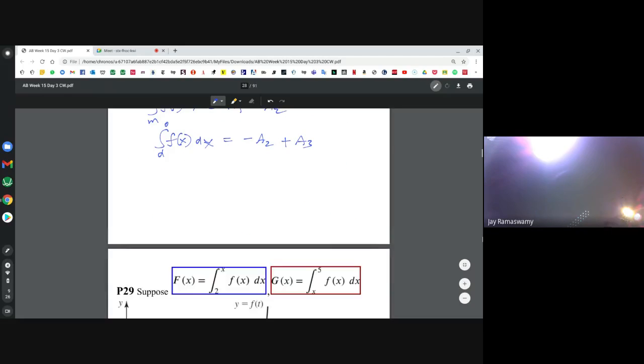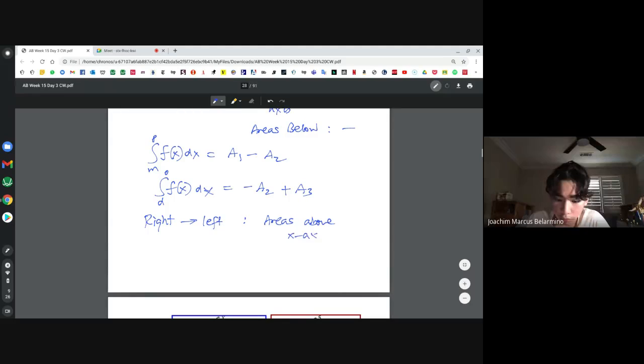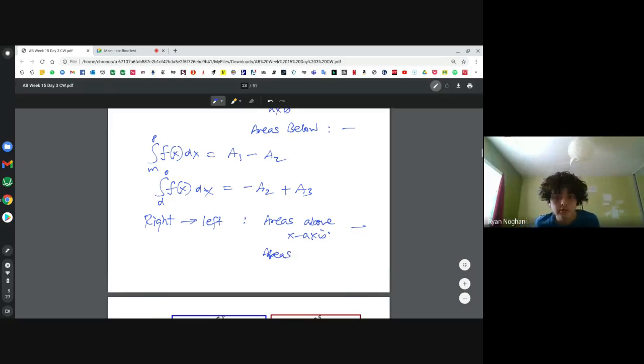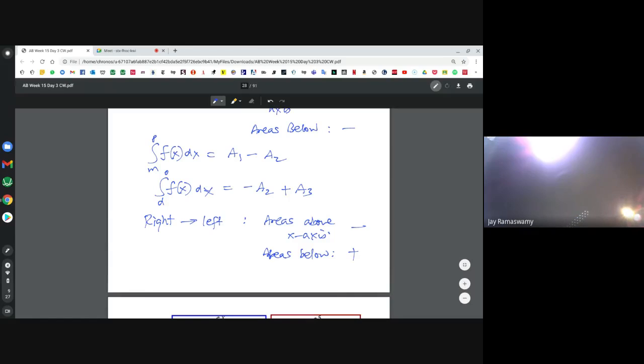Now, on the other hand, if you're going right to left, you may ask, why might I go right to left? If the upper limit is smaller than the lower limit, if you go right to left, then the conventions flip. Areas above are negative, but areas below are positive.